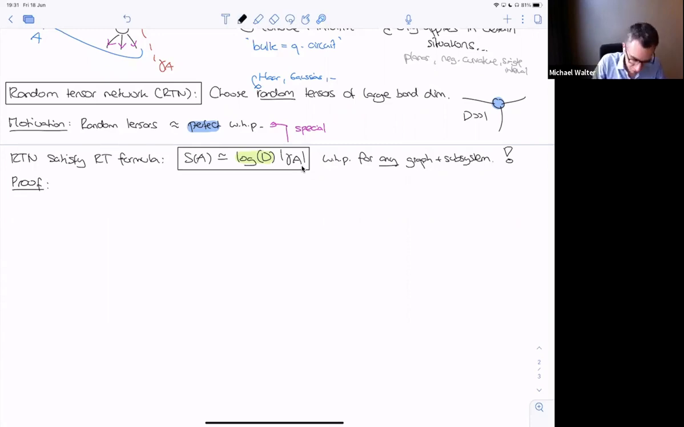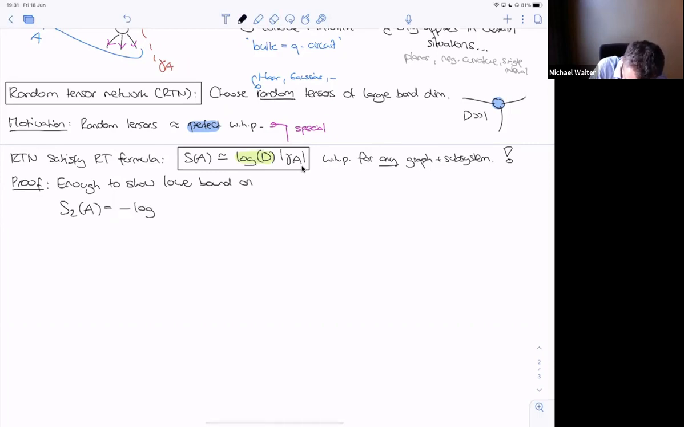The strategy will be to show a lower bound on the Rényi 2 entropy of A. Just to remind you, that's minus the logarithm of the trace of rho A squared. Now, we never worried about normalizing our tensor networks here, so maybe I also don't want to assume that rho is a normalized quantum state. To make it a normalized quantum state, I should divide the tensor by its trace. And because it appears with a square, I should divide by the trace of rho squared.